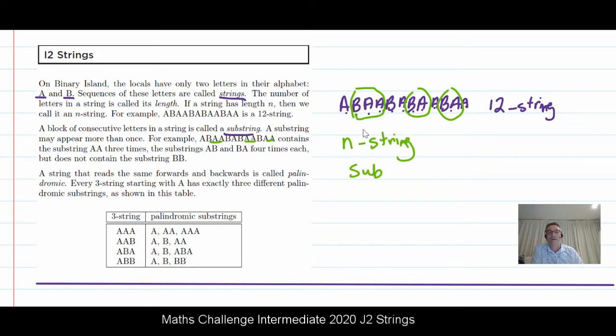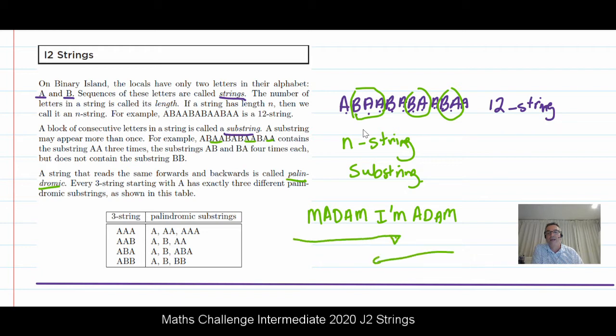a substring, and the final piece of our puzzle is the idea of a palindrome. So a palindrome, I think you know those. They're like this one, Madam, I'm Adam. And this is one of those fun phrases you can read in that way, or you can read it backwards. Madam, I'm Adam. So it's the same backwards and forwards.